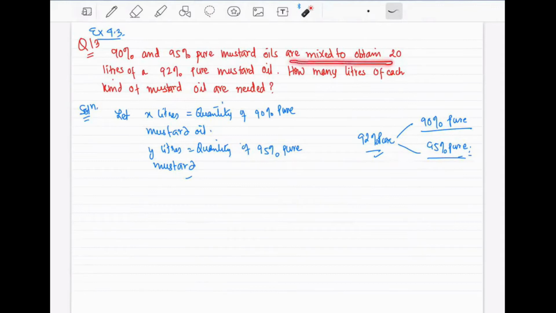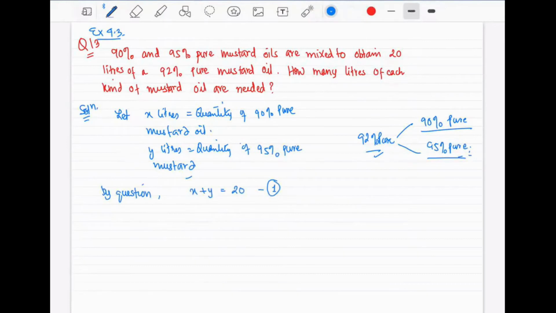They are mixed to obtain 20 liters, right? That is one condition. If you mix this x and y, the total is 20 liters. So if I add x liters and y liters, the total that I get is 20 liters. So the first condition gives the equation x + y = 20. I'm putting this as equation 1. Simple, right?